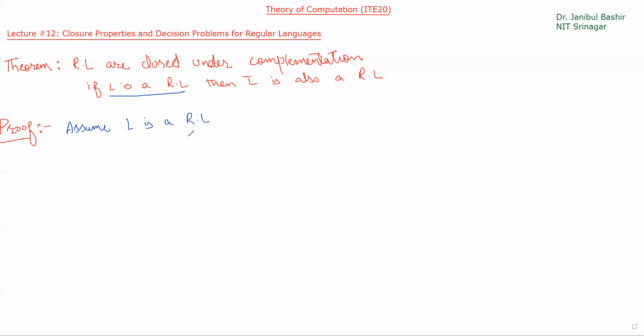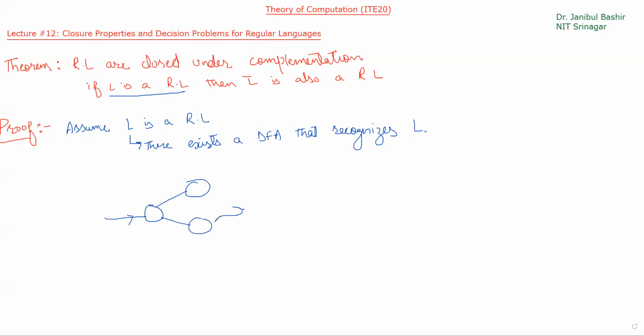Assume L is a regular language. So when we are saying that L is a regular language, what does that mean? That means there exists a DFA that recognizes L, because we know that a language is a regular language if there exists a DFA. So let's say here we have a DFA. We have that DFA. Okay.